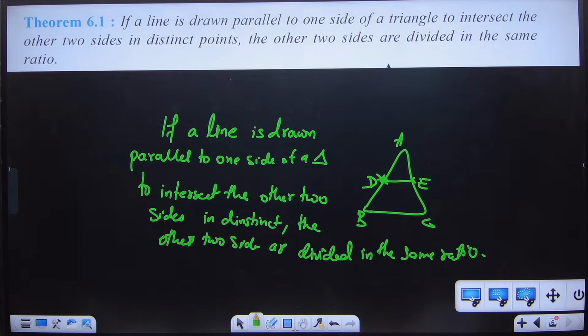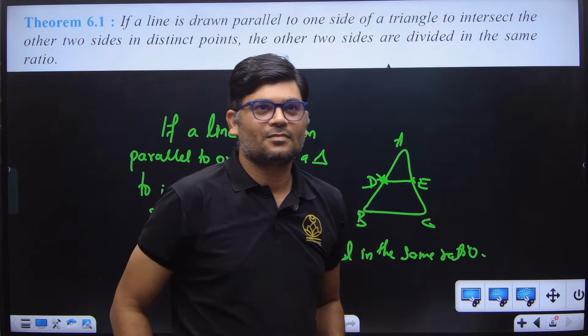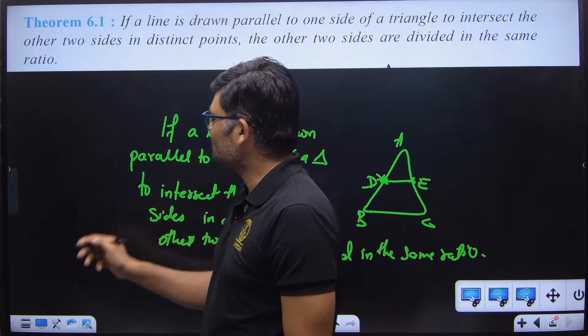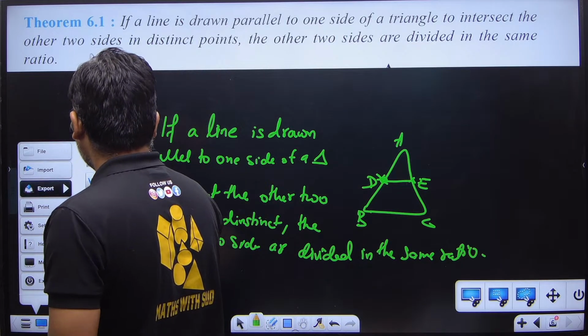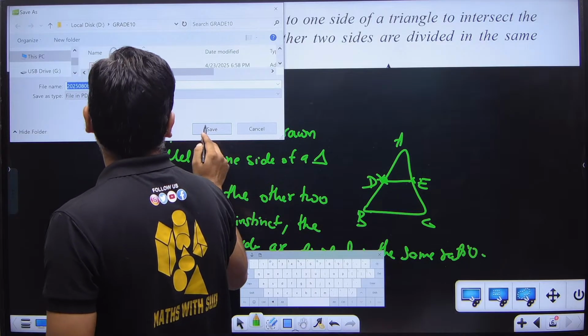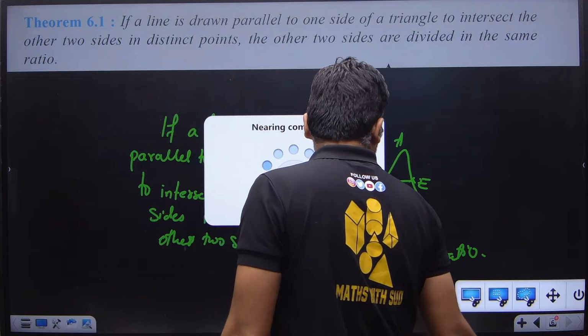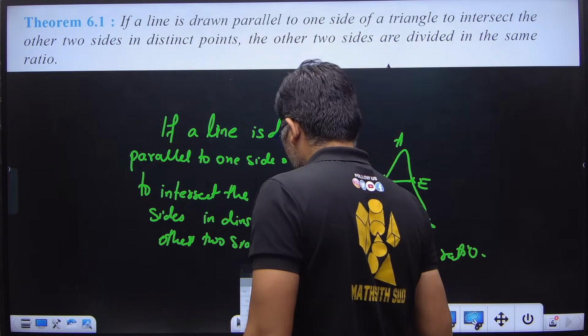The line is drawn parallel. Okay, so this was one Thales theorem. Today I was taking class for one of my students, a grade 10 student. So this was from triangles.